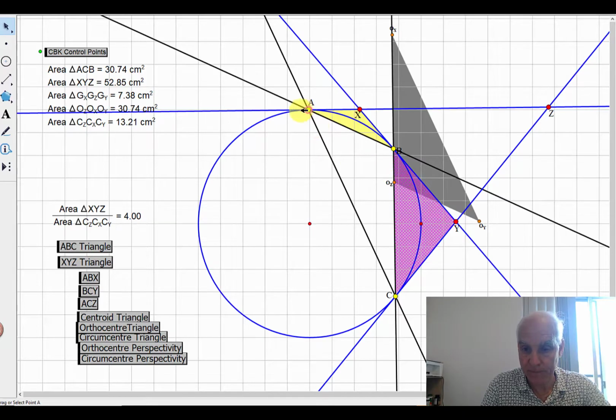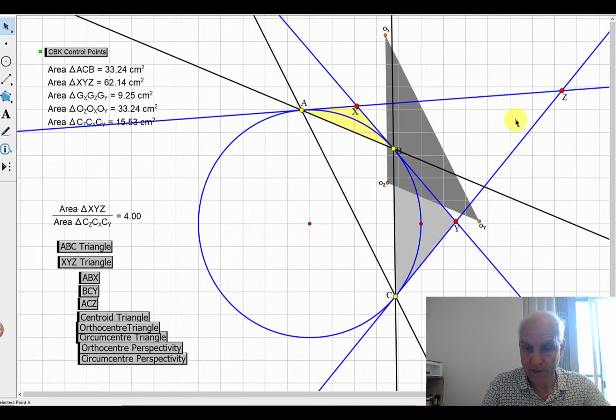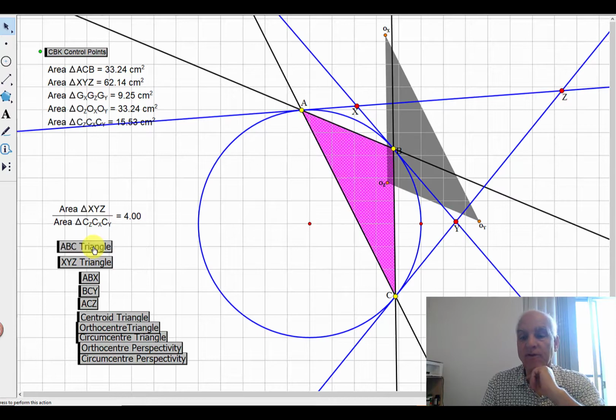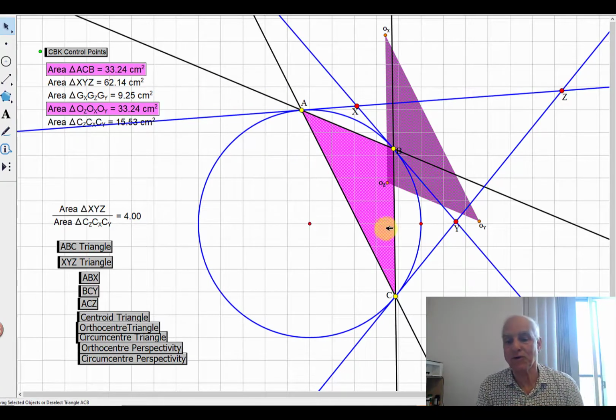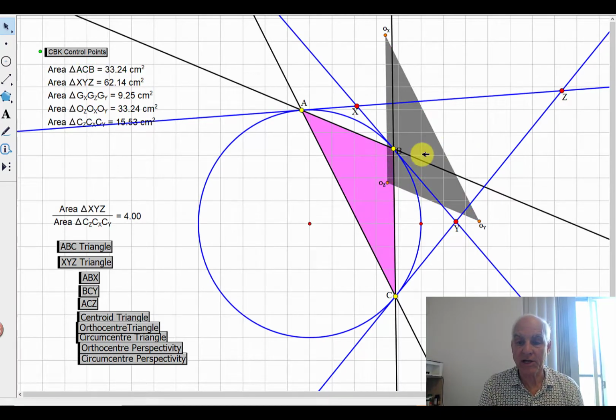Okay, great. So let's think about this triangle here. Let me turn these ones off so they don't distract us, and just have a look at this. If we compare it to ABC, we see something interesting. First of all, in terms of areas, the area of this orthocenter triangle equals the area of the original triangle ABC. That's cool. So there's a nice relationship between these two things.